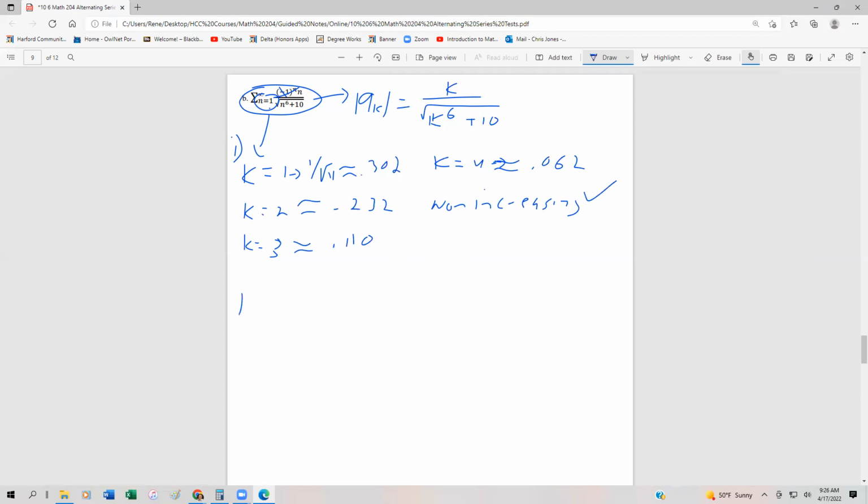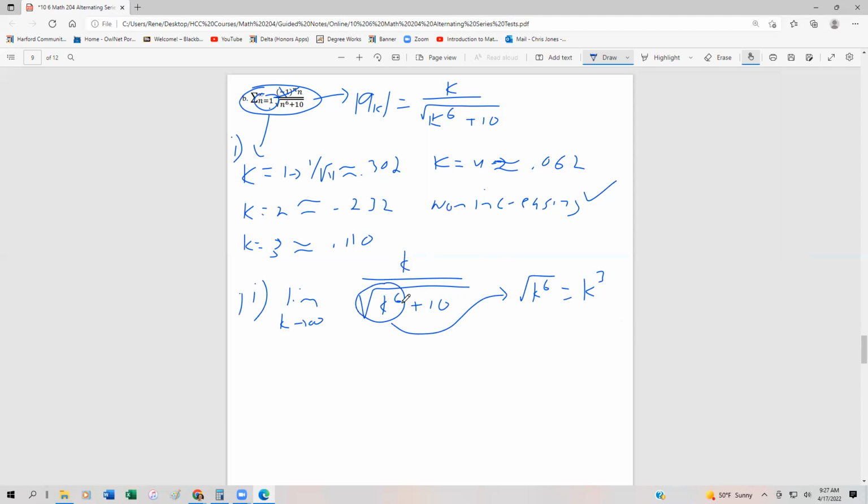So next we are going to take the limit as k approaches infinity of k over the square root of k to the 6th plus 10. To evaluate this, we take the highest power in the denominator and divide everything by it, which in this case is the square root of k to the 6th, or k cubed. That's the trick we need when we have this radical in the denominator.